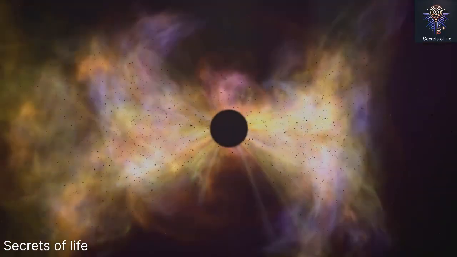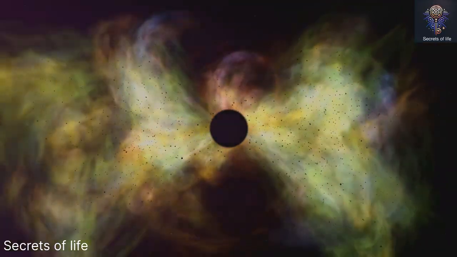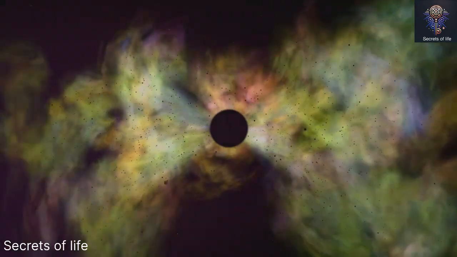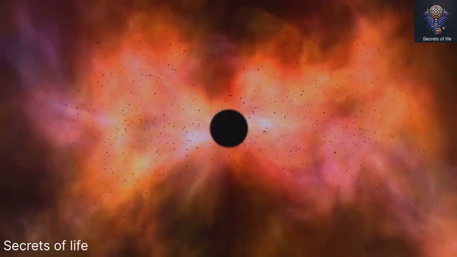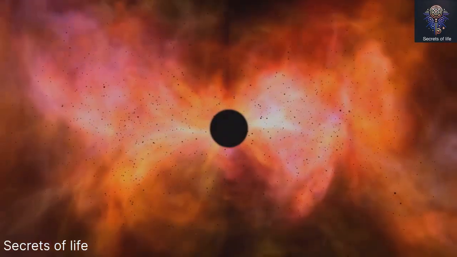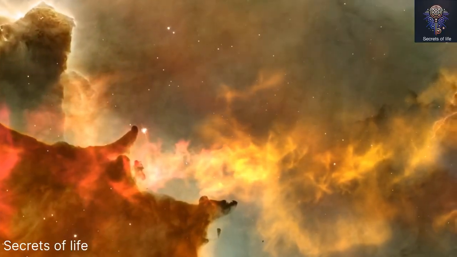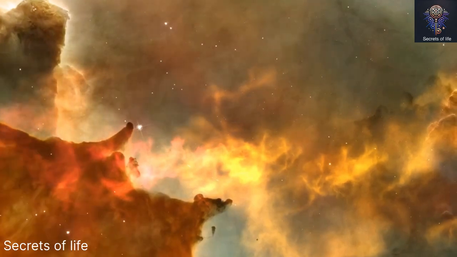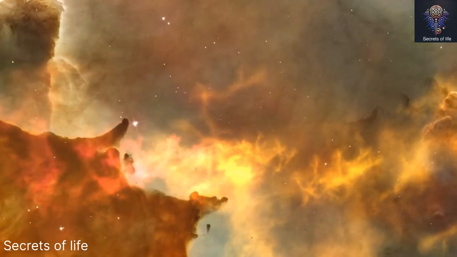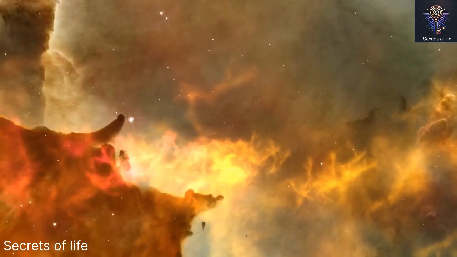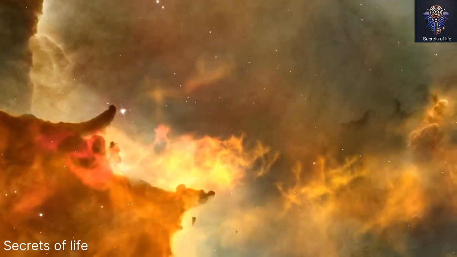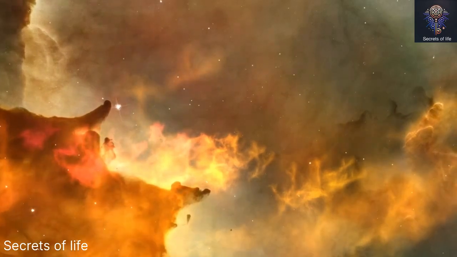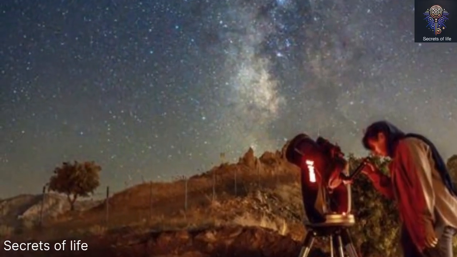What role do magnetic fields and turbulence play in the star formation process? These forces are believed to influence the dynamics within the clouds, but their exact impact is still a topic of research. These are just a few of the questions that continue to drive astronomers to peer deeper into the cosmos, seeking to unravel the mysteries of molecular clouds and the origins of stars. The quest to understand these celestial phenomena is ongoing, pushing the boundaries of our knowledge and inspiring future generations of scientists.